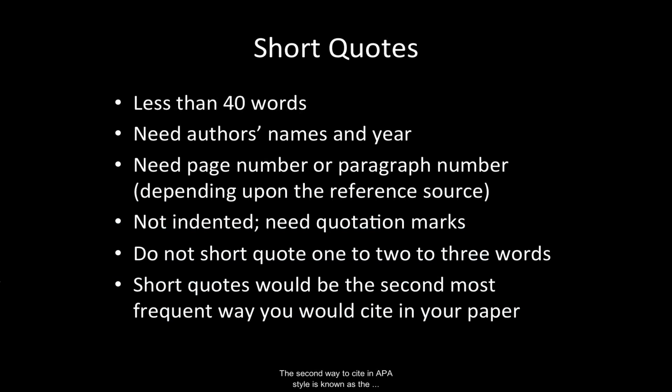The second way to cite in APA style is known as the short quote. A short quote means that you are taking the exact words from an author or authors and putting them into your own research paper. A short quote is comprised of 40 words or less. You will need the author or author's names, the year of the publication, and the page number or paragraph number if you are citing from a website. A short quote is not indented and you will need quotation marks.